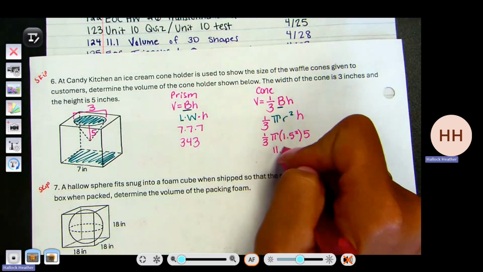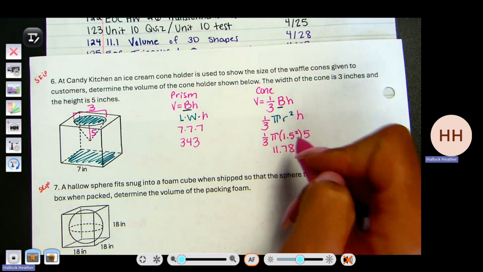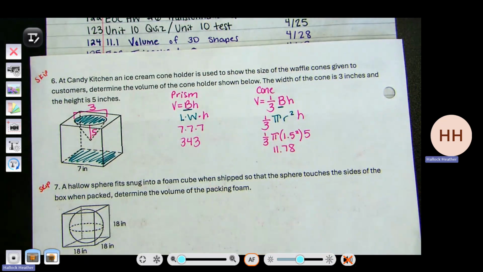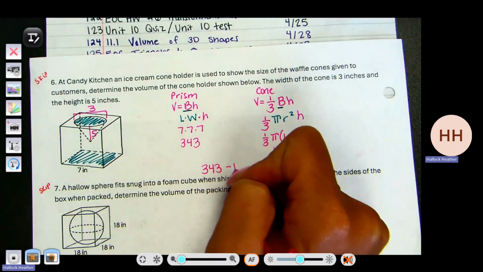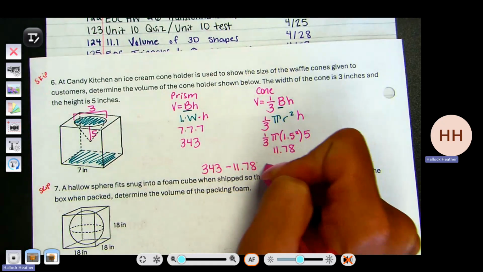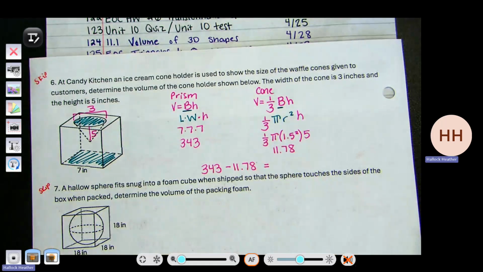I'm going to use 7/8 just because I don't want to round until the very, very end. And then I'm going to minus them. So 343 minus 11.78. Because it's hollow, that's why I'm subtracting them, because there's an empty piece because my ice cream cone is sitting in it.